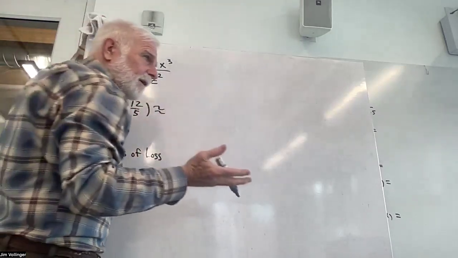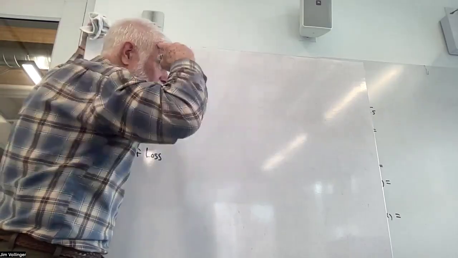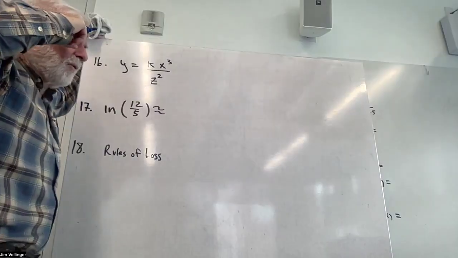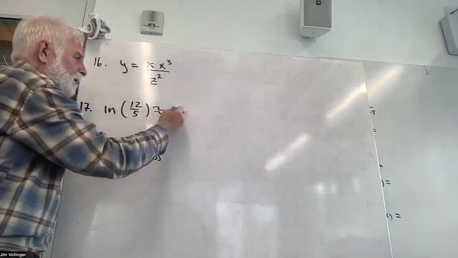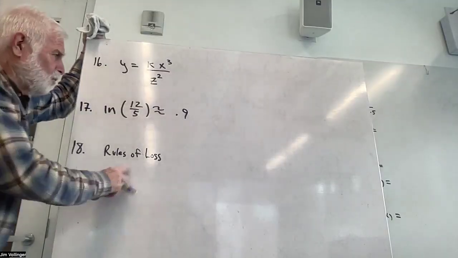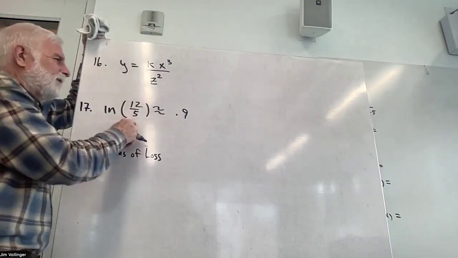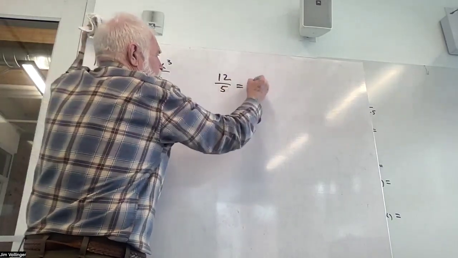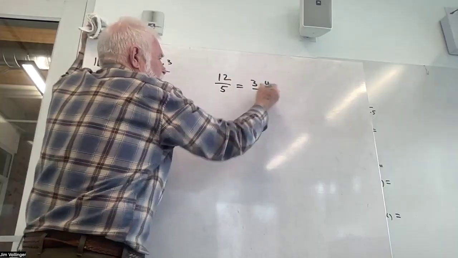All right, we're going to approximate 12/5. Let's see if we can do that in our mind's eye. So I got 1.4, 2.5 minus 1.6. I think I'm going to get 0.9. I think that's what I'm going to get, but I'm not sure. Let's do the rules of logs. No, let's do it organically first. 12 over 5 is equal to 3 times 4 divided by 5.